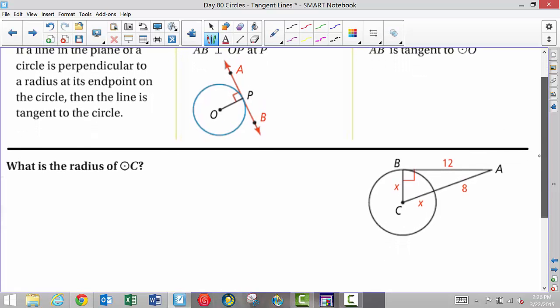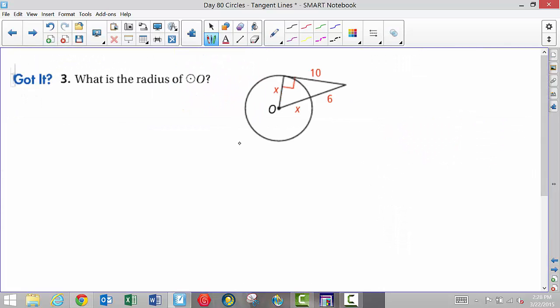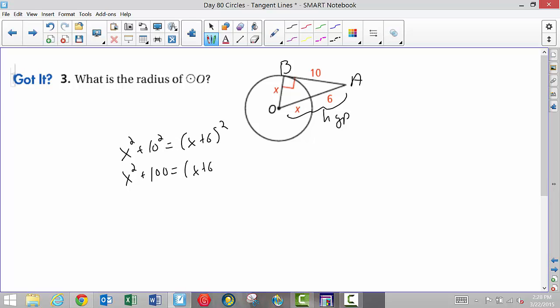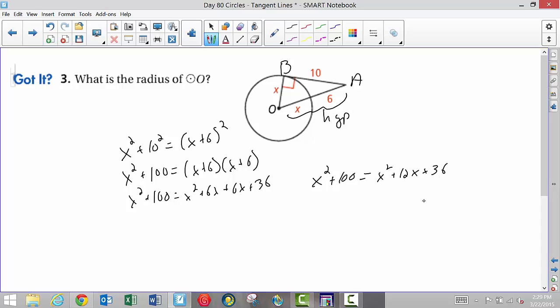So let's apply this. What's the radius? So I know OBA is a right triangle, so O to A is my hypotenuse. So I'm going to use Pythagorean theorem. x squared plus 10 squared equals (x plus 6) squared. So I have x squared plus 100 equals (x plus 6) times (x plus 6). Distribute, or if you want to FOIL, I have x squared plus 6x plus 6x plus 36. So I have x squared plus 100 equals x squared plus 12x plus 36.